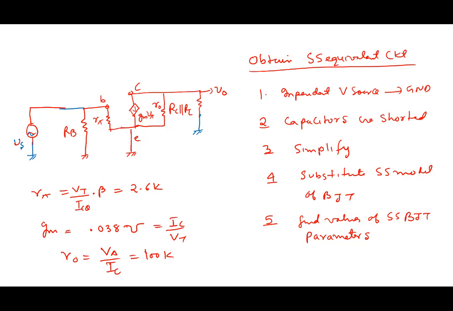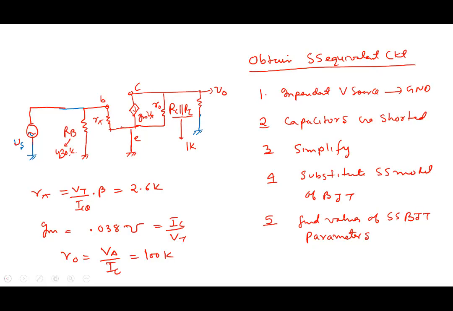So now RC parallel RL is how much? 2K parallel 2K is 1K. RB is 430K. So we have all the parameters in front of us. Alright. We have all the parameters. Okay, at this stage we note the following.